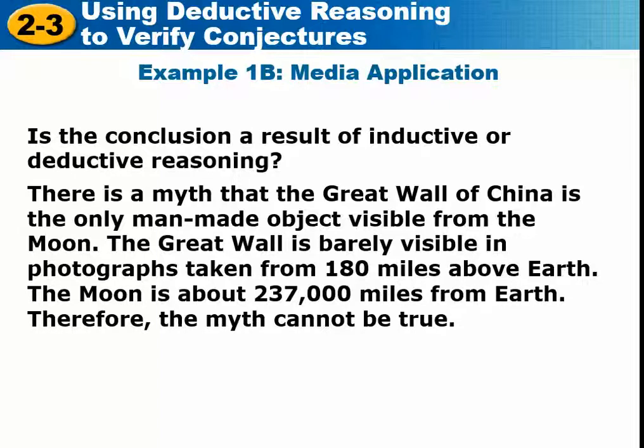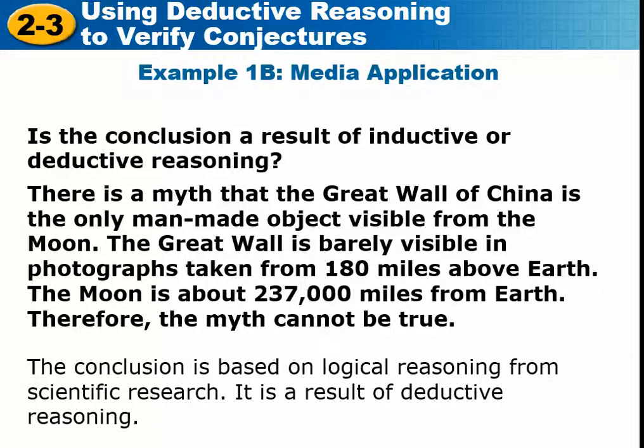So in this example, we're using logic. It's logical reasoning based on scientific research. They're not using lots of examples of the past. They're not saying, well, we couldn't see it from the moon on this date, and we couldn't see it from the moon on this date. That's not what they're doing. They're saying it doesn't make sense because if you can see it just barely when you're this close, how could you possibly expect to see it when you go that much farther away? So that is deductive reasoning.